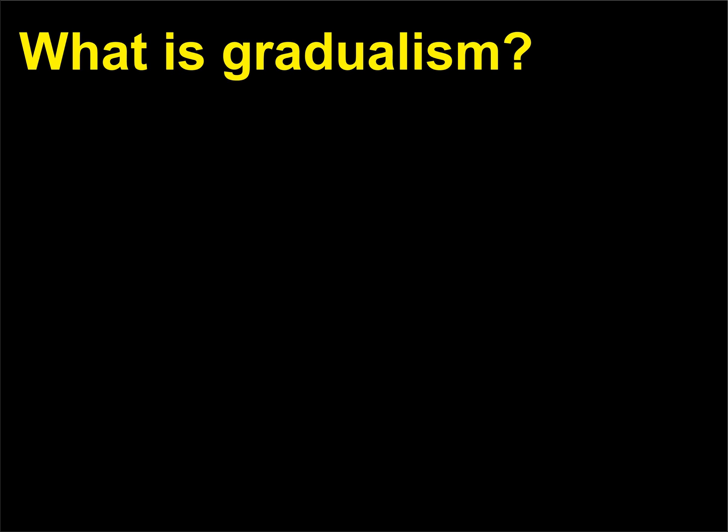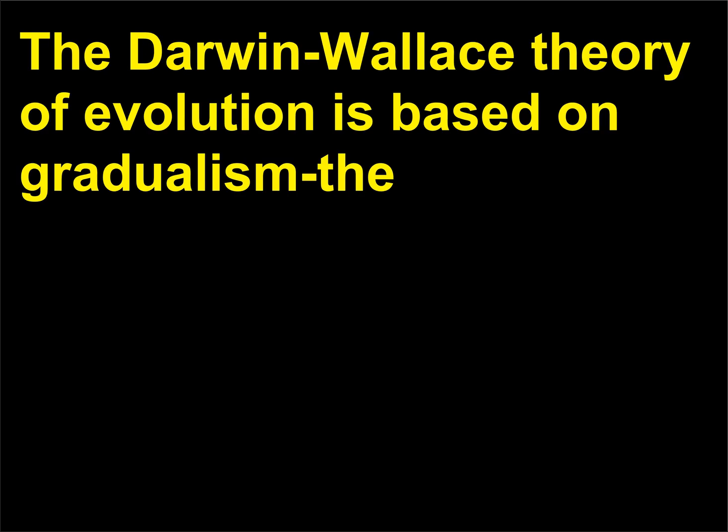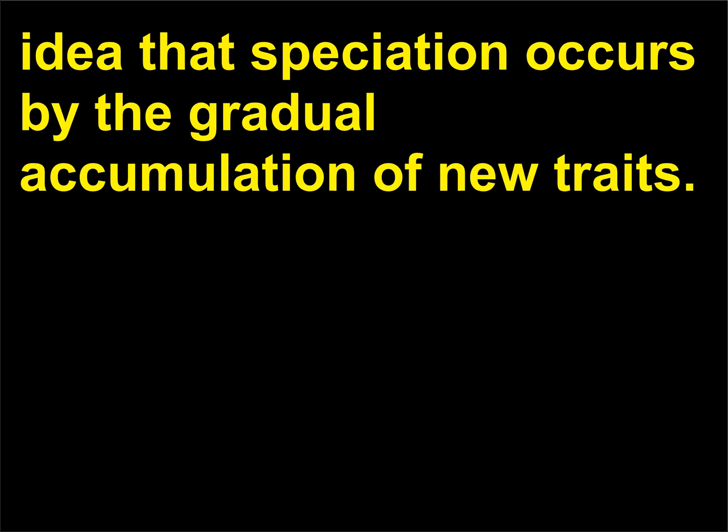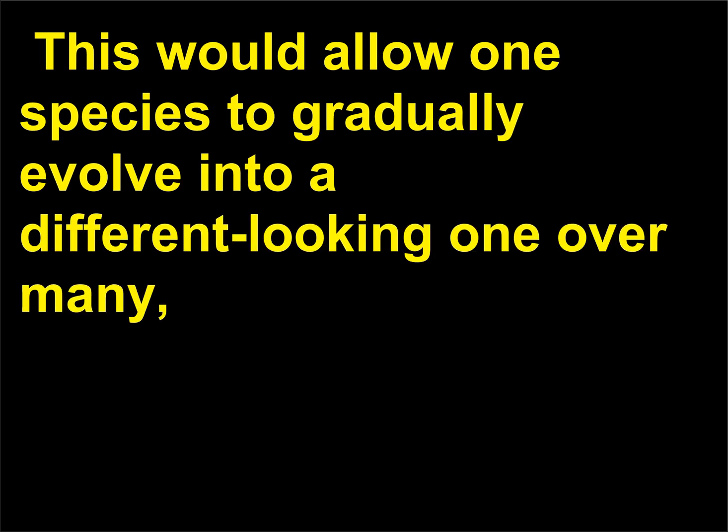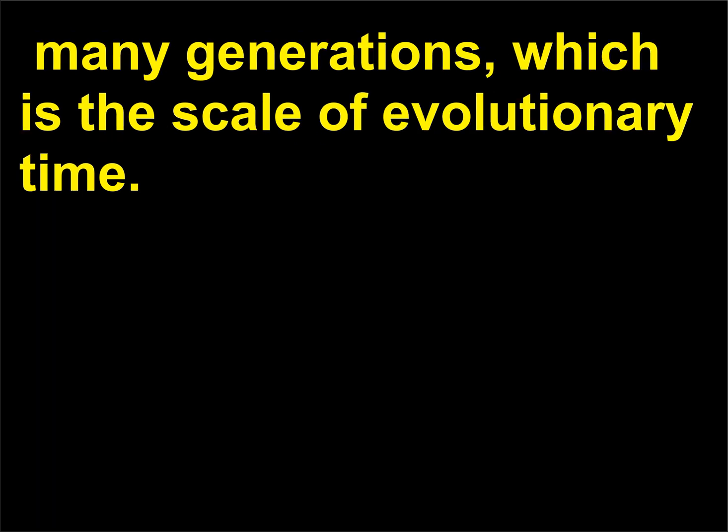What is gradualism? The Darwin-Wallace theory of evolution is based on gradualism, the idea that speciation occurs by the gradual accumulation of new traits. This would allow one species to gradually evolve into a different-looking one over many generations, which is the scale of evolutionary time.